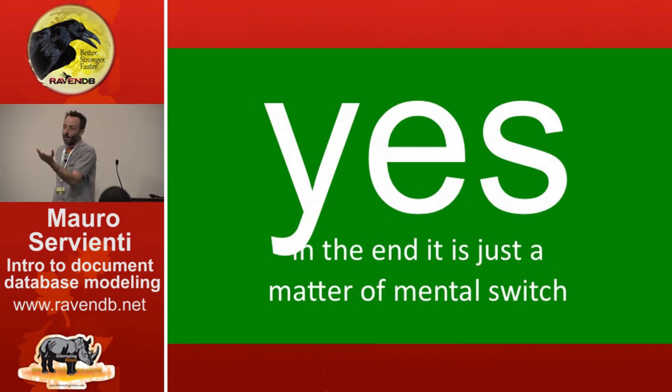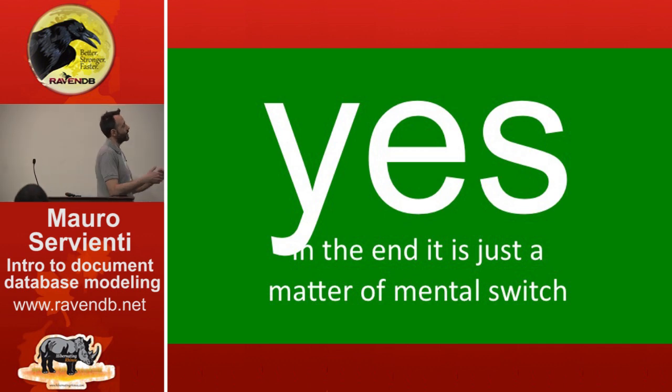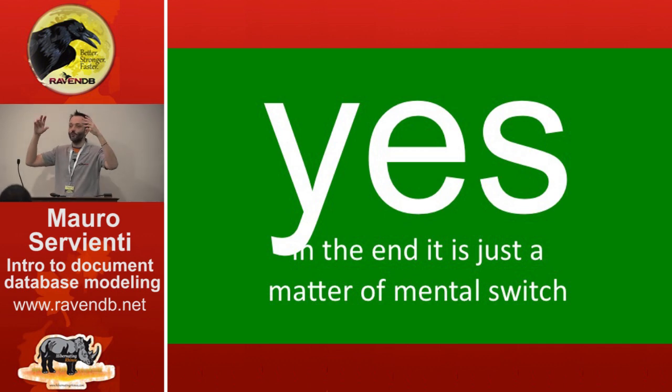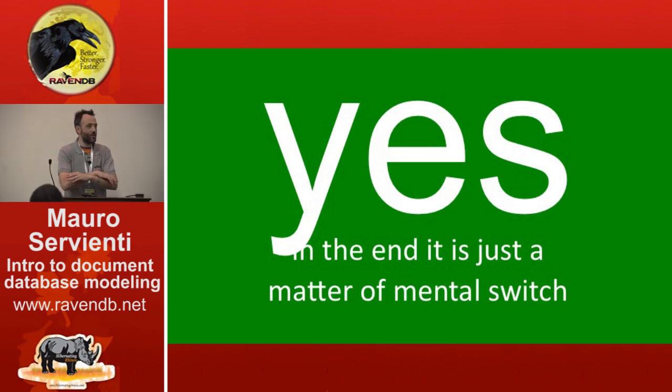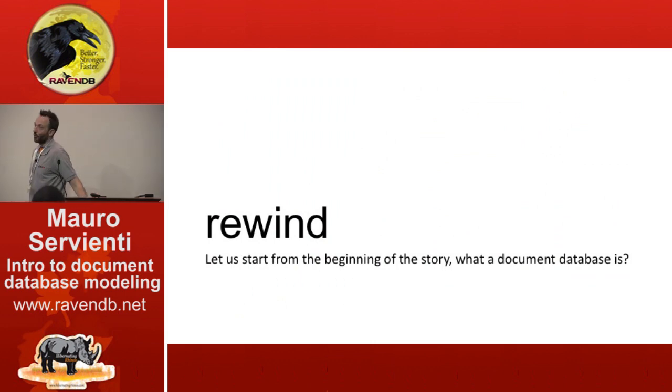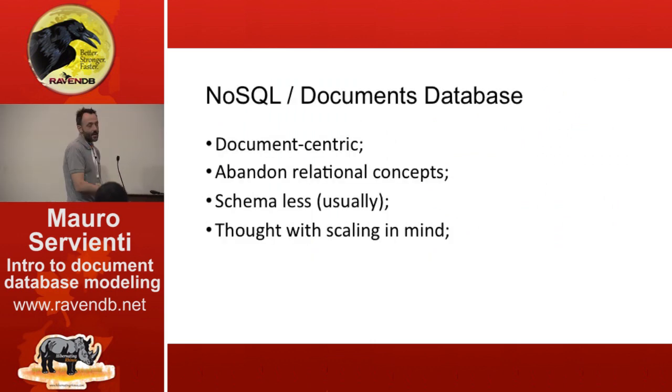I think that everyone, like me, tends to think in terms of rows and columns. You hear someone speaking about a problem, something to be solved, a functional requirement, and you start thinking in terms of rows and columns. And that's the biggest mental switch that must be made by a developer approaching, in general, a document database, and RavenDB also. So let's start from the beginning now.